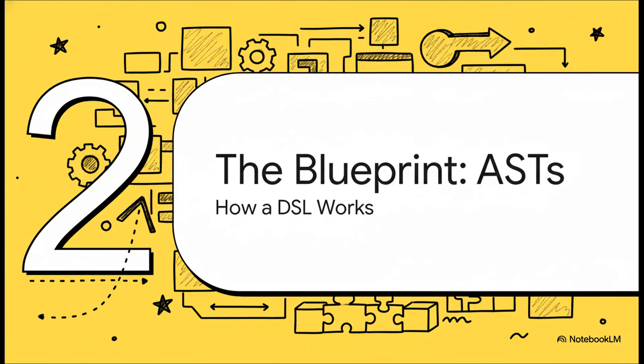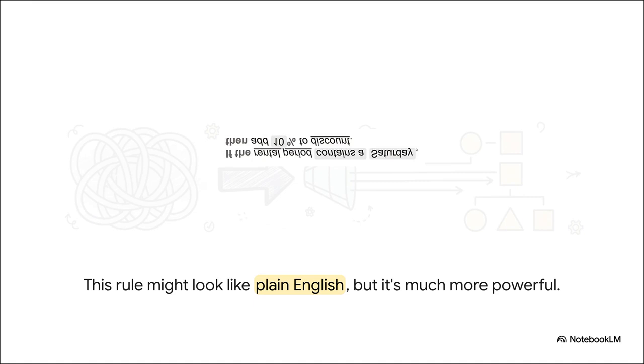Now, you might be thinking this all sounds a bit like magic. I mean, how can a computer possibly understand these simple, human-friendly rules? Well, the secret isn't magic. It's a really clever data structure that acts as a blueprint for all that logic. Just take a look at this rule. It reads almost like a sentence you'd just say out loud. If the rental period contains a Saturday, then add 10% to discount. It's totally clear. A business manager could write this, a developer could read it, and they both understand the exact same thing. That clarity, that's the first piece of the puzzle.